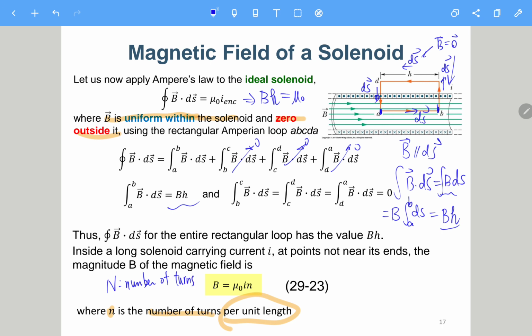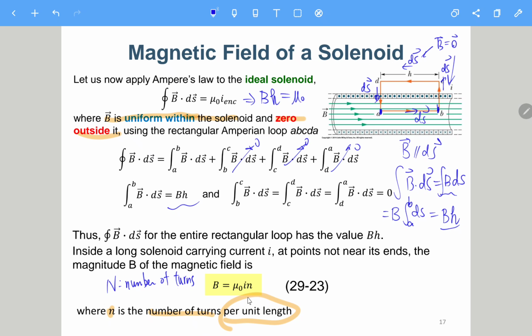So it just tries to count 1, 2, 3, or 4, and so on and so forth. But here it is the number of turns per unit length, which means that we try to count how many turns per 1 meter. So this small n means the turn density, or number of turns per unit length. Capital N directly means the number of turns.